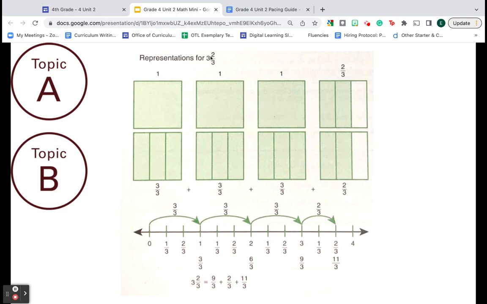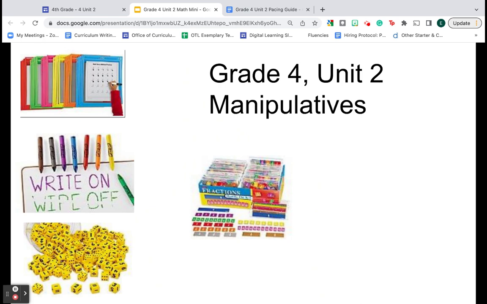I can see this fraction 3 2/3 in 3 different ways, and I can ask students, how are they the same? How are they different? It will really develop their conceptual understanding. You have manipulatives for Unit 2. I imagine you'll use the fraction tiles a lot.